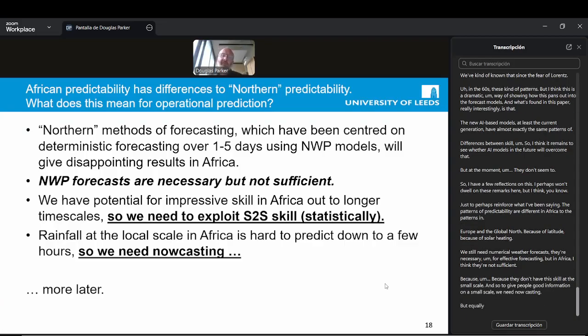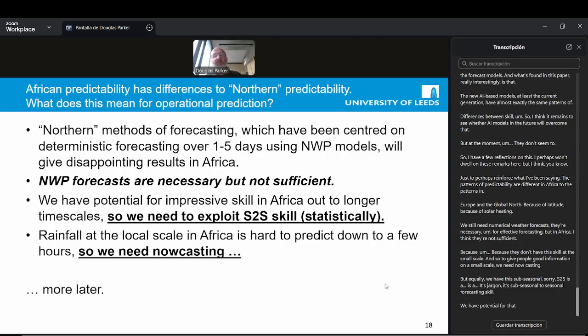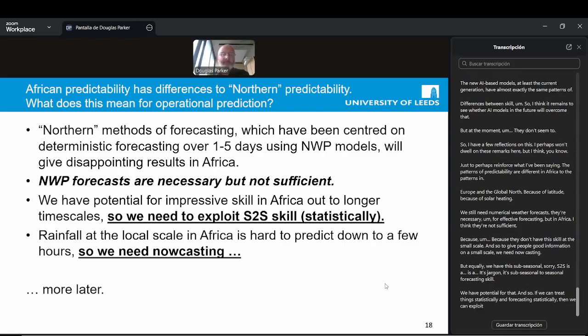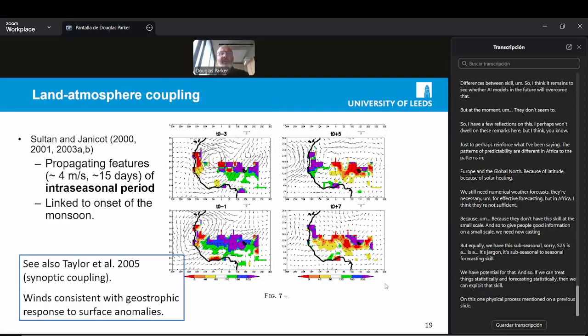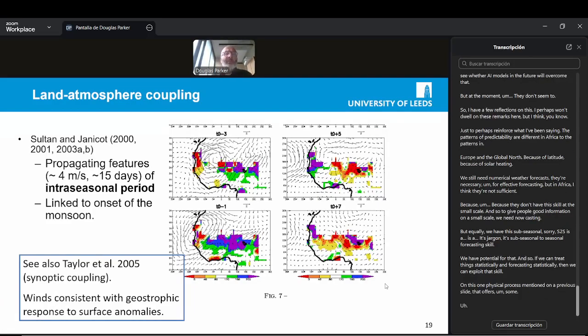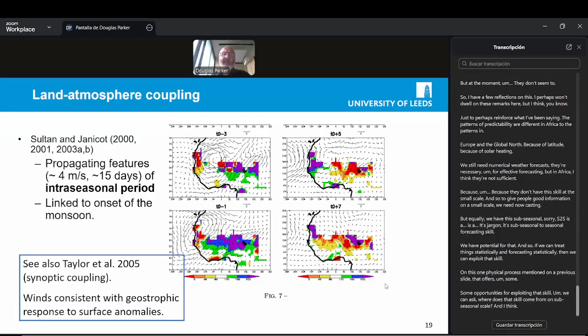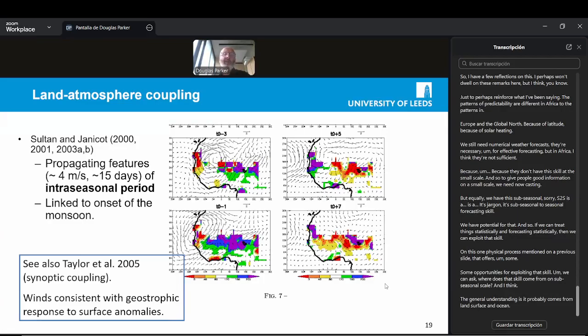But equally, we have this sub-seasonal, sorry, S2S is jargon, it's sub-seasonal to seasonal forecasting skill. We have potential for that. And so if we can treat things statistically and forecast statistically, then we can exploit that skill. And there's one physical process mentioned on a previous slide that offers some opportunities for exploiting that skill. We can ask, where does that skill come from on a sub-seasonal scale? And I think the general understanding is it probably comes from land surface and ocean coupling.